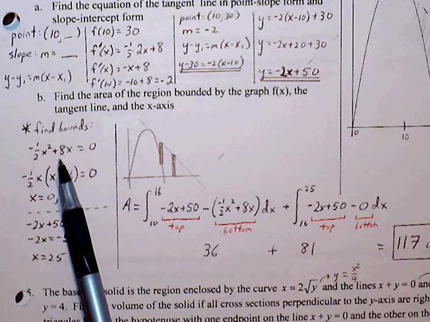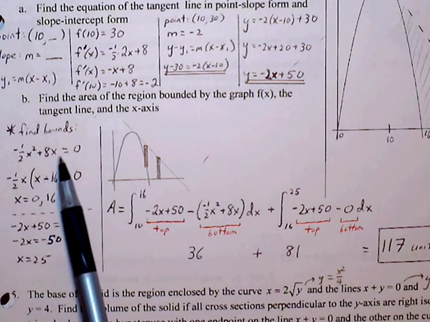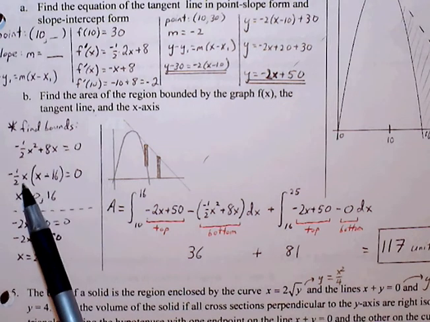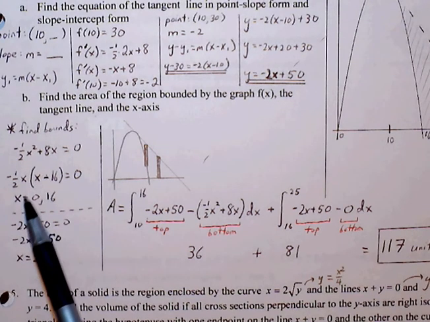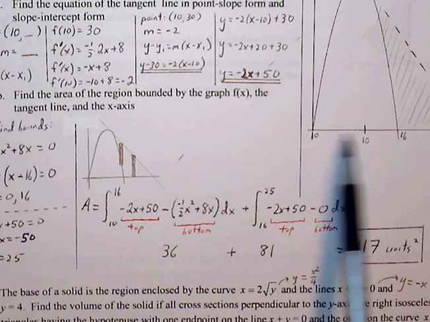You can either look for it on your calculator, or you can set the curve equal to the x-axis and factor out the negative 1x. You'll get x minus 16, so x equals 0 and 16. So the curve is going to cross the x-axis at 0 and at 16.